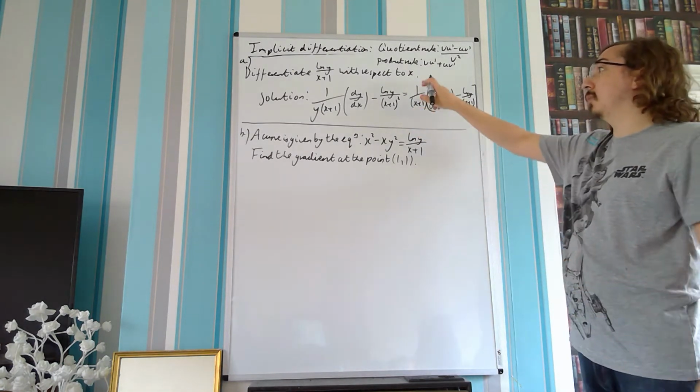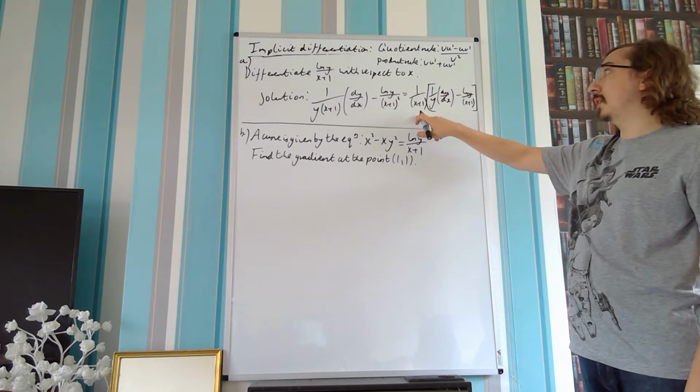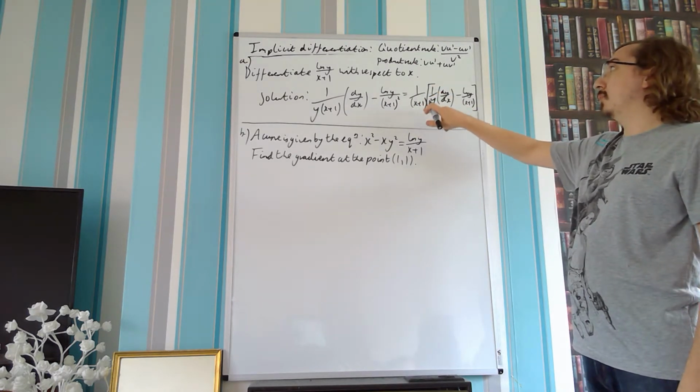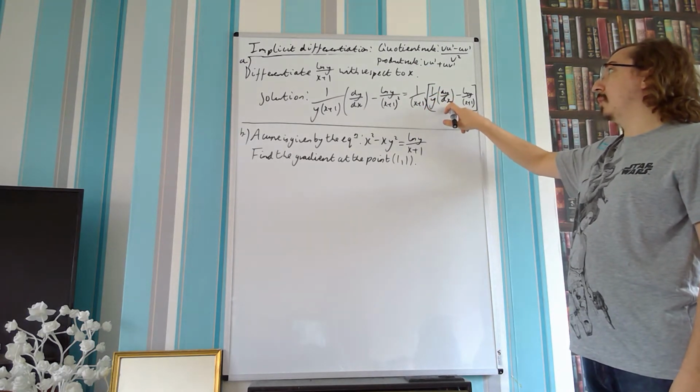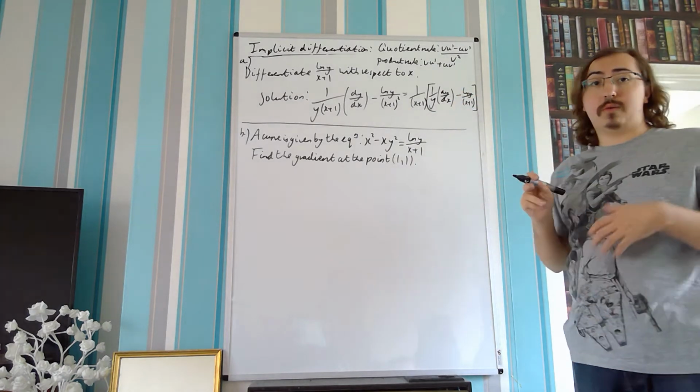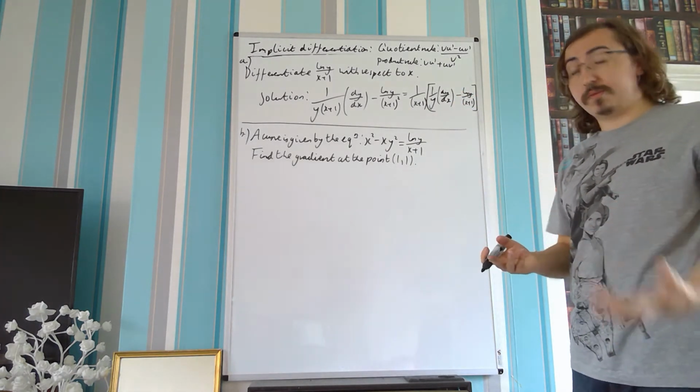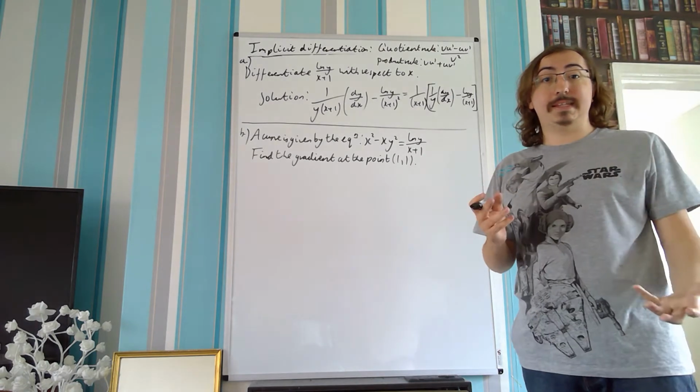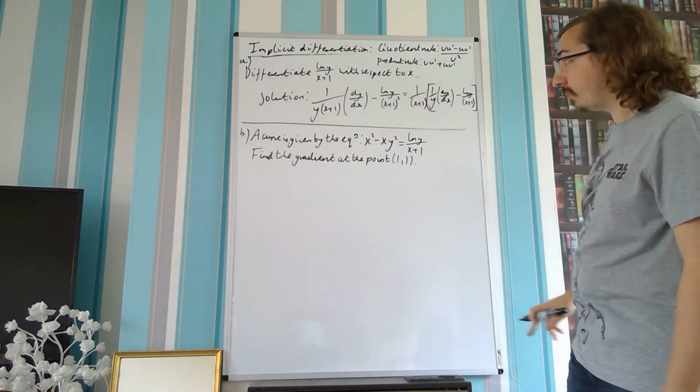Doesn't really matter, but we can take out this factor of 1 over x plus 1 and then multiply that by 1 over y times dy by dx minus ln(y) over x plus 1. It's just another equivalent form, but it might make things a little bit easier to deal with later.